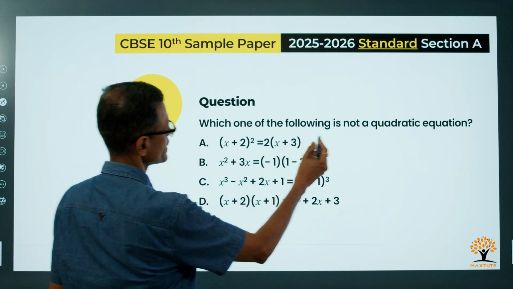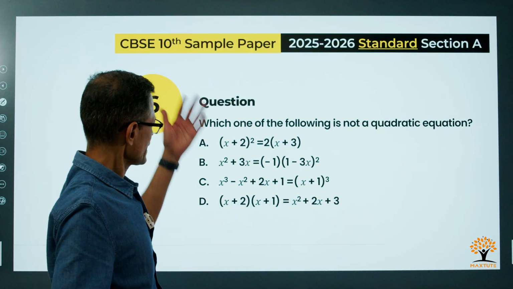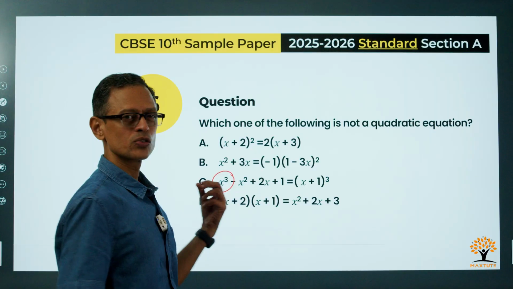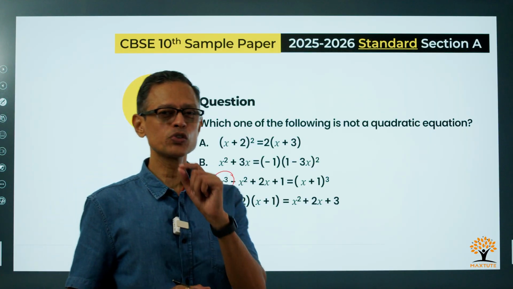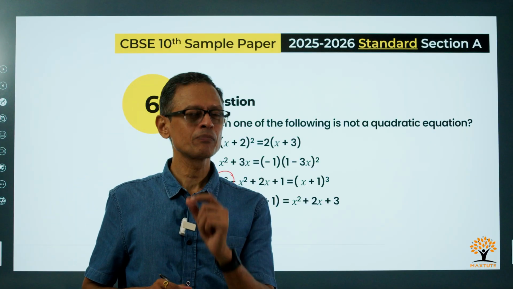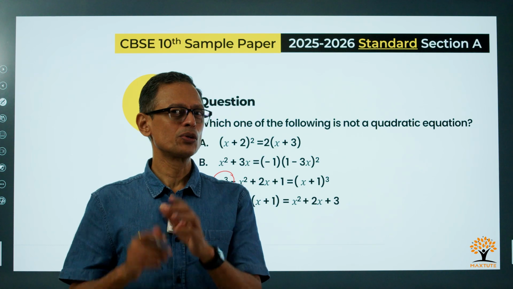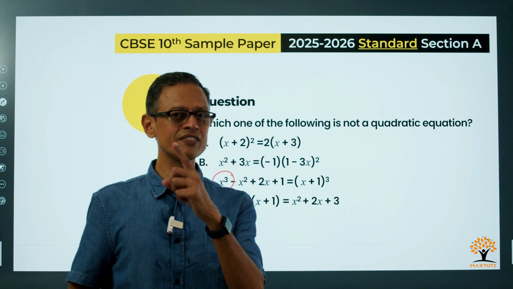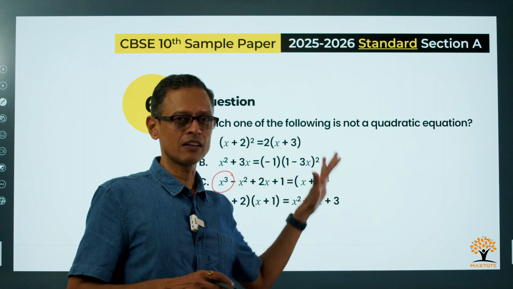Which one of the following is not a quadratic equation? We'll quickly look through the answer options and we'll realize that, hey, I'm seeing a cubic equation here. So C should not be the answer. Usually when the examiners set a question paper, they're likely to keep a trap there. So don't fall for it. If anything, if you want, start with answer option C. See whether it is not a quadratic equation and then you can evaluate the rest.